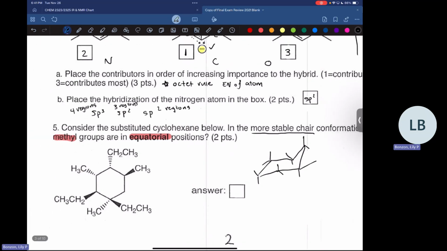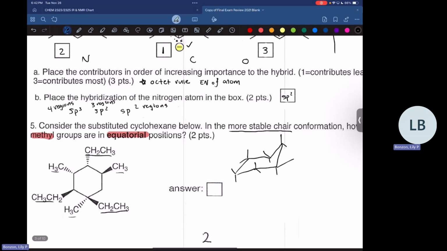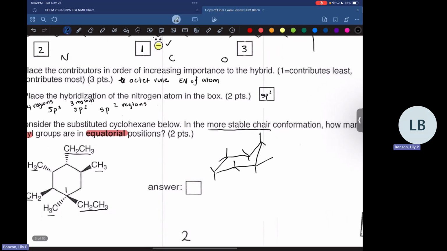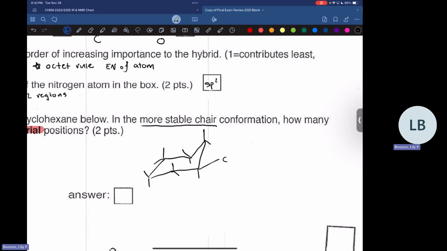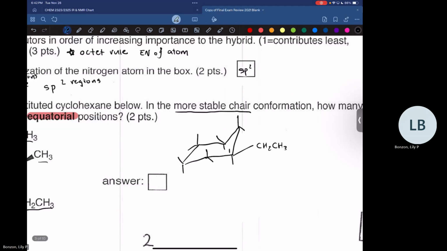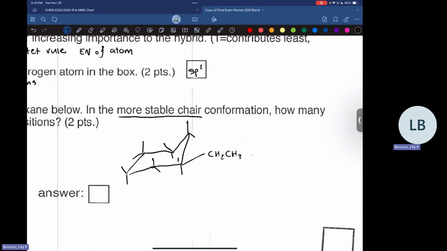So if we look at the structure that we're given, we have a couple of ethyls, we have some methyls, and no other big groups, I guess. So our biggest group is going to be an ethyl. So I'm just going to choose one of these carbons to start with, and then I'll base the rest of the chair conformation on that. So I'm going to start at the bottom as my carbon 1. So I'm putting the ethyl in the equatorial position because it's bigger.